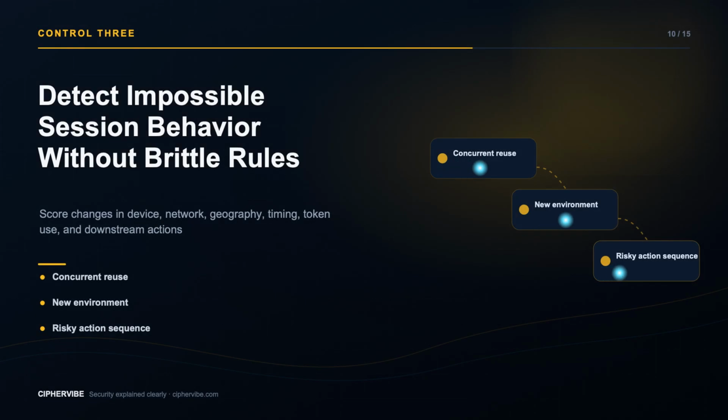Watch for the same session appearing from incompatible environments, sudden device or user agent changes, unusual geography, impossible timing, new infrastructure, or a sharp shift into sensitive actions. Use these as risk signals, not simplistic permanent IP locks that break mobile users. Step up, restrict, or revoke when several signals align.